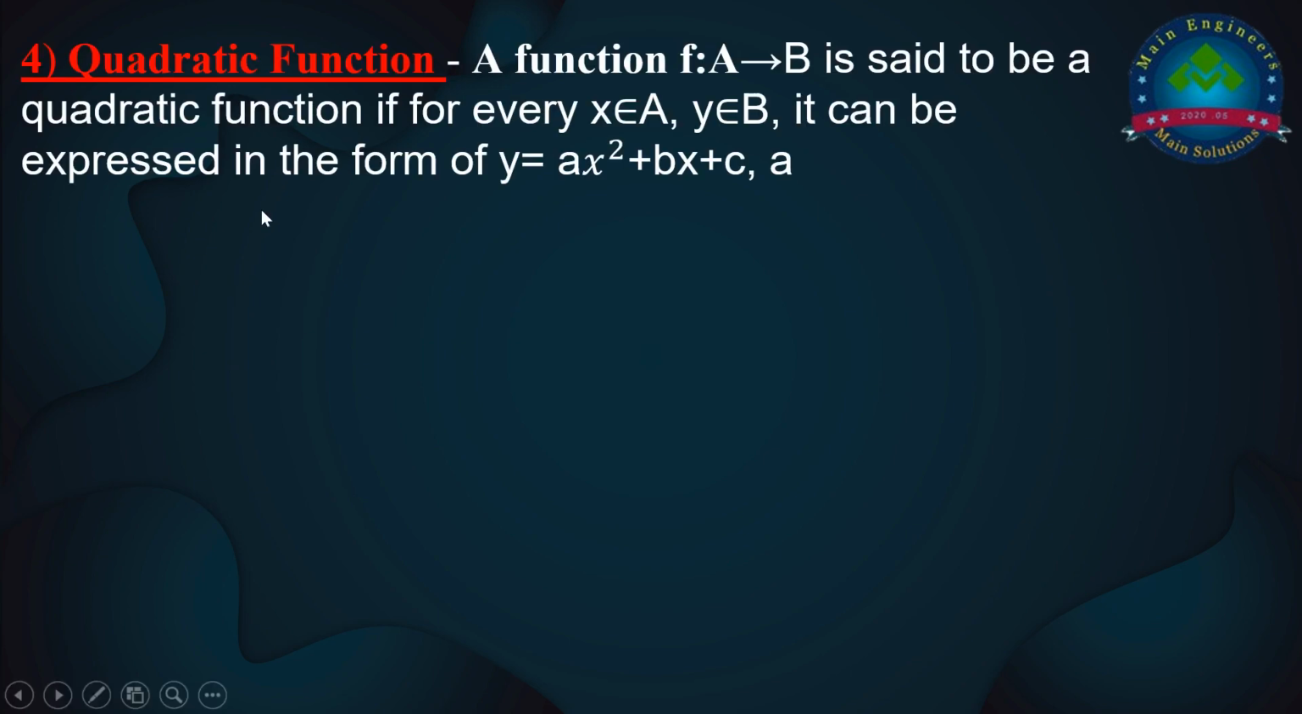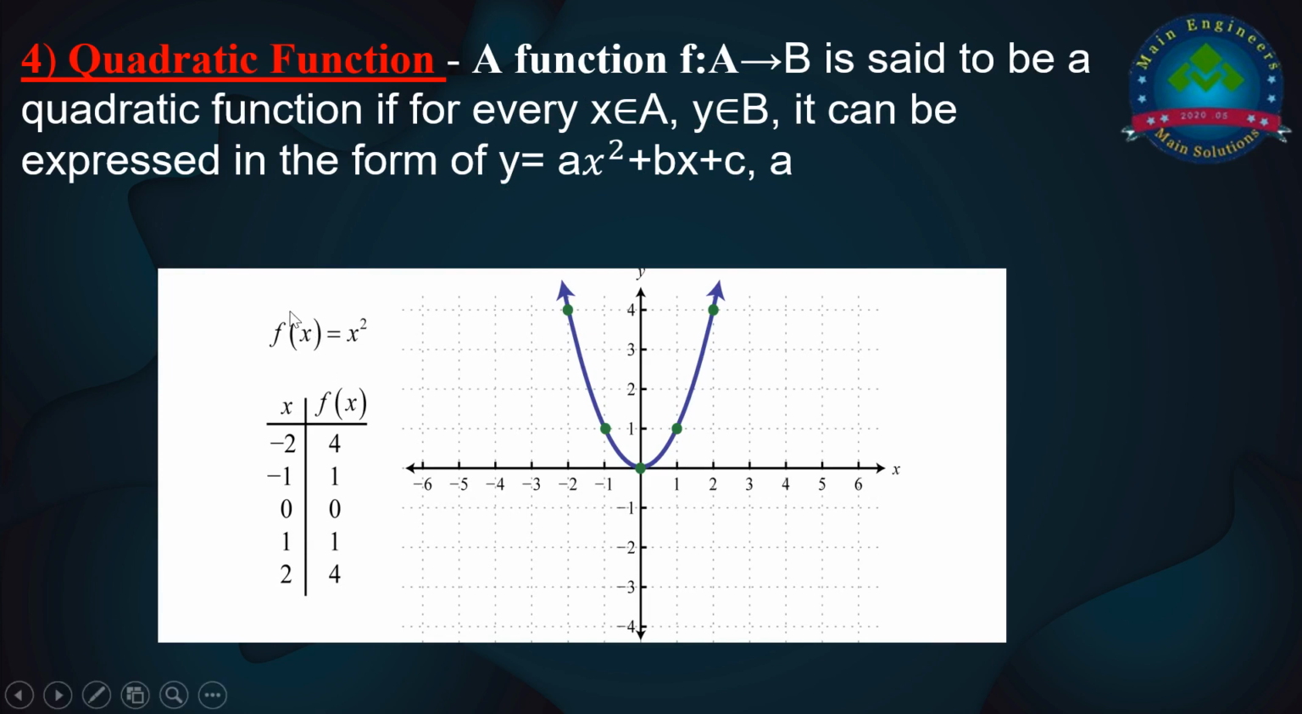So let's come to the fourth function, the quadratic function. A function f: A → B is said to be a quadratic function if for every x that is a member of A, y that is a member of B can be expressed in the form y = ax² + bx + c. So if the equation is in quadratic form, then those functions are called quadratic functions. Let's give an example. y = f(x) = x². As we can see, it is in the form ax² + bx + c, where a is 1 and b and c are 0. So we can say this is a quadratic function.